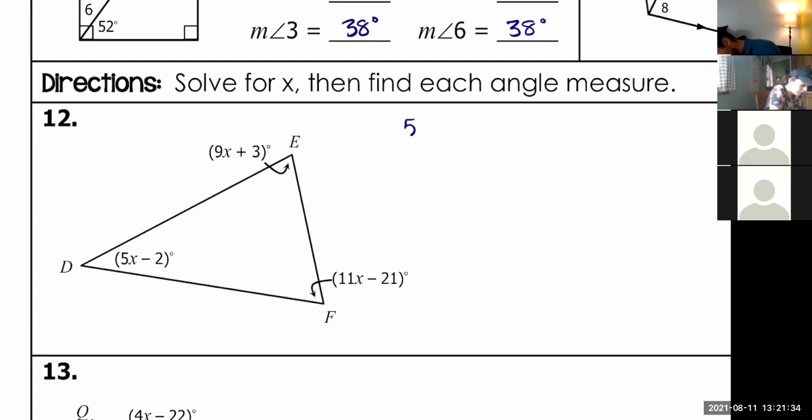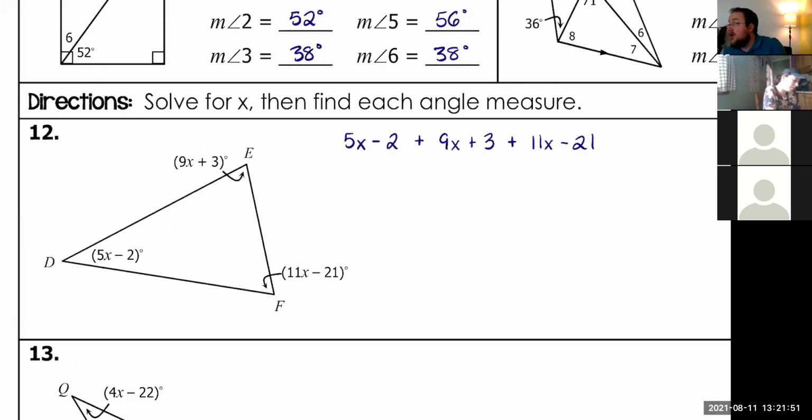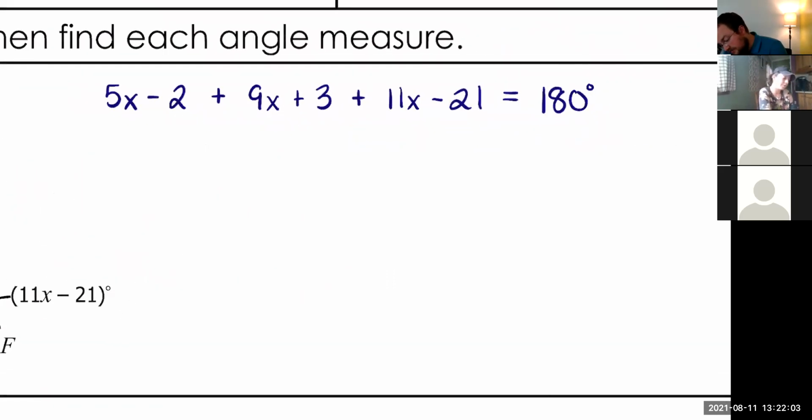If I take angle D, which is 5x minus 2, plus angle E, which is 9x plus 3, plus angle F, which is 11x minus 21. I know because they're all three angles in the same triangle that they have to add up to 180 degrees. Then I just go into solving mode. It's just an equation.